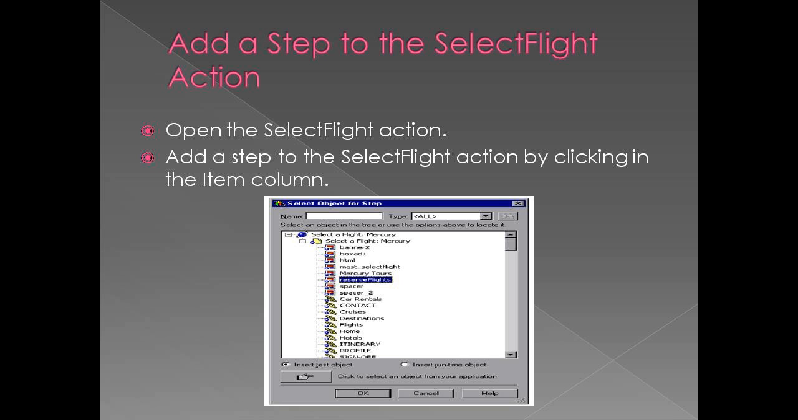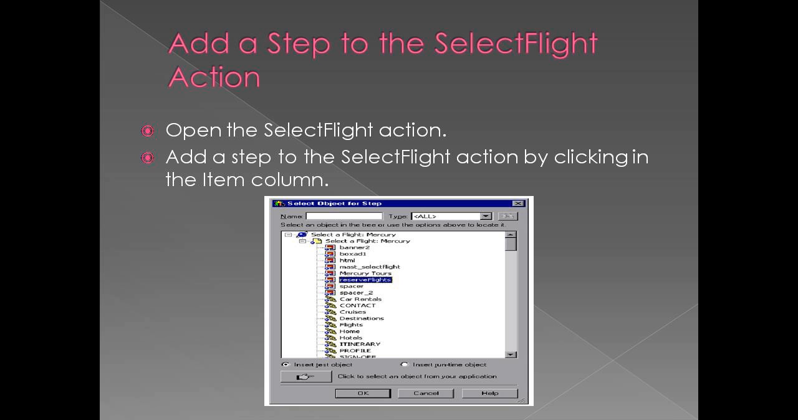1. Open the Select Flight action. A. Click the Test Flow tab to display the Test Flow pane. If you do not see the Test Flow tab, choose View, Test Flow, or click the Test Flow pane button to display it. B. In the Test Flow pane, double-click the Select Flight action. The Select Flight action opens.